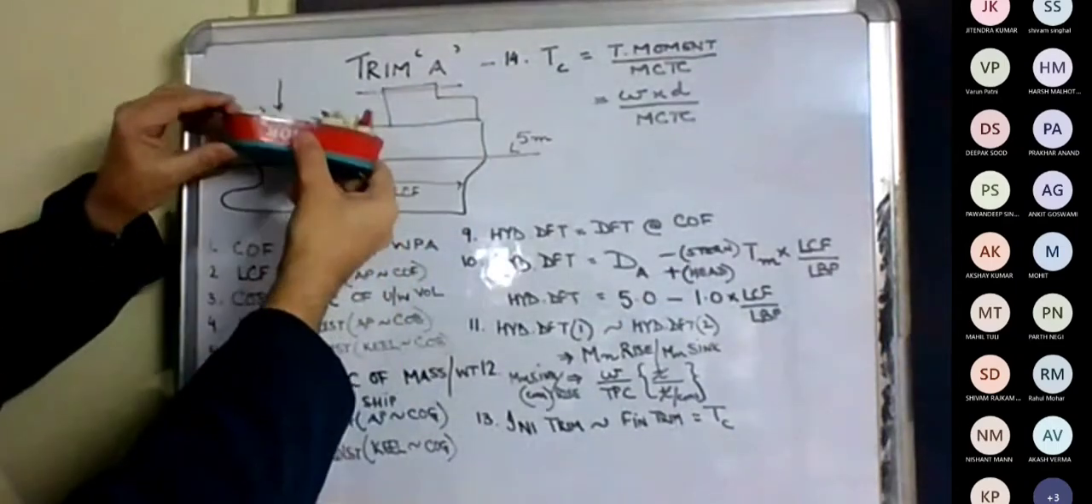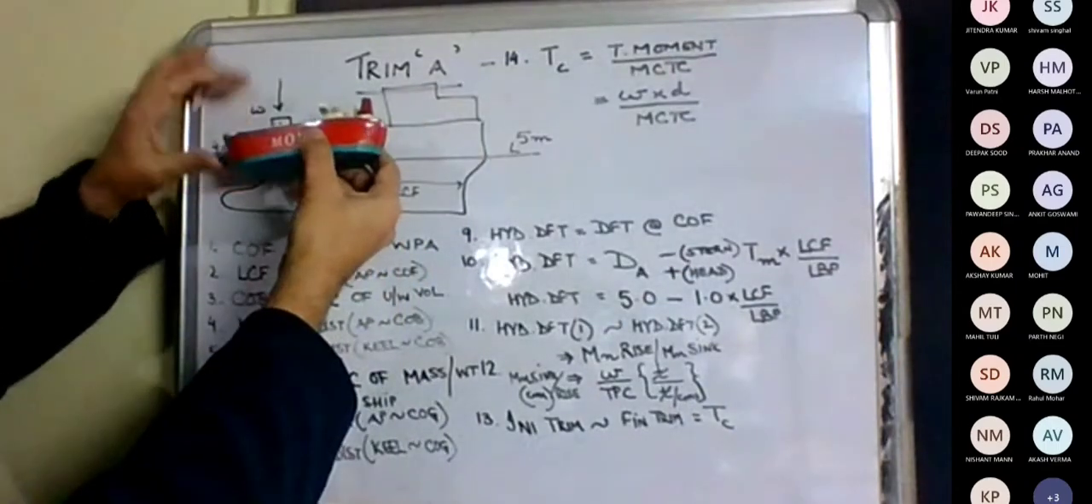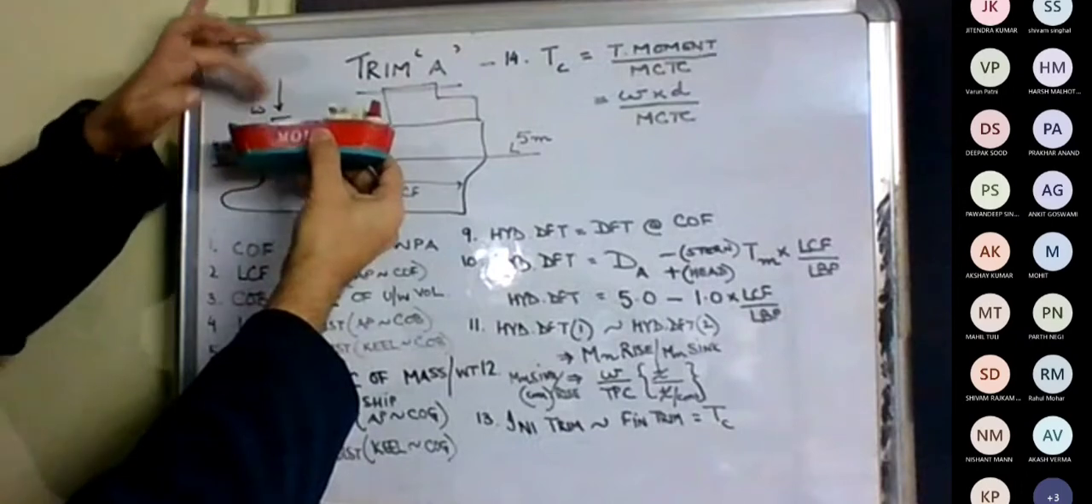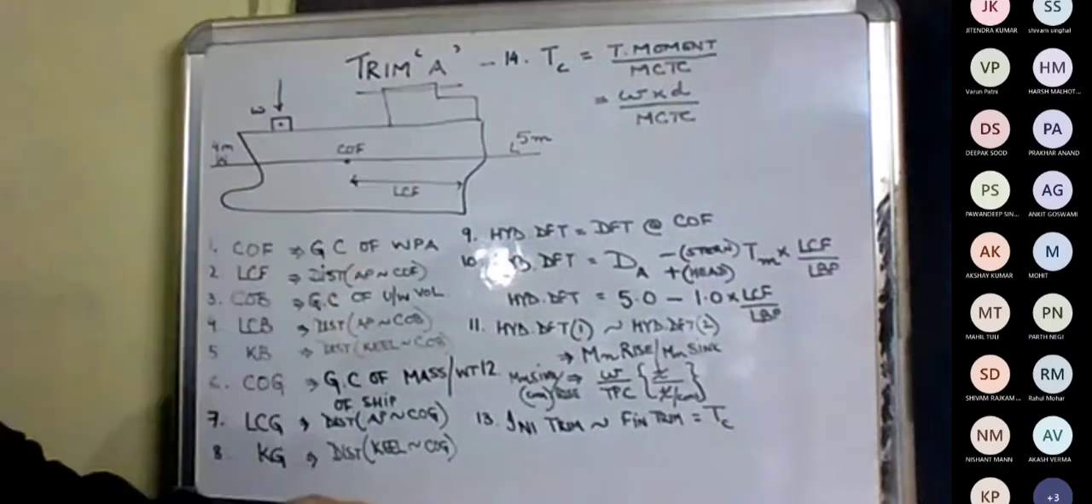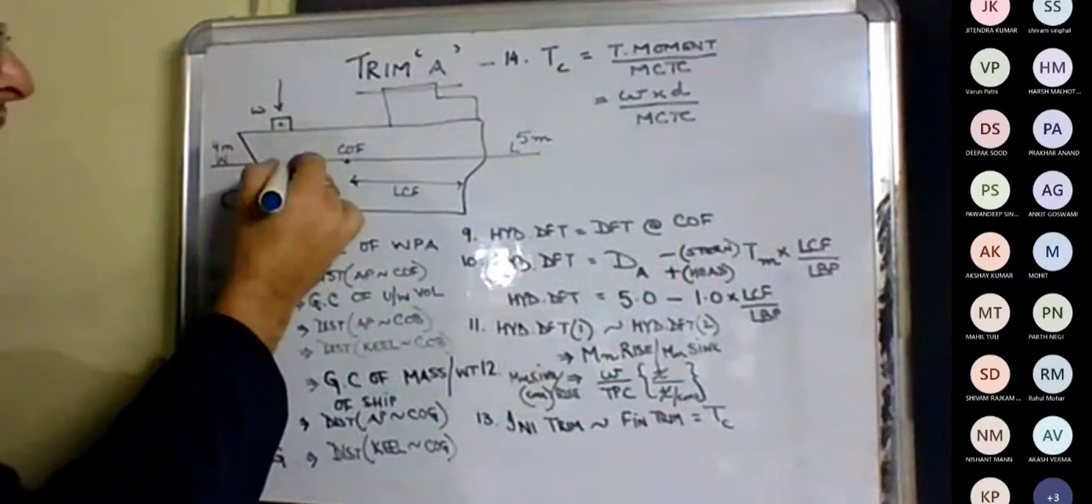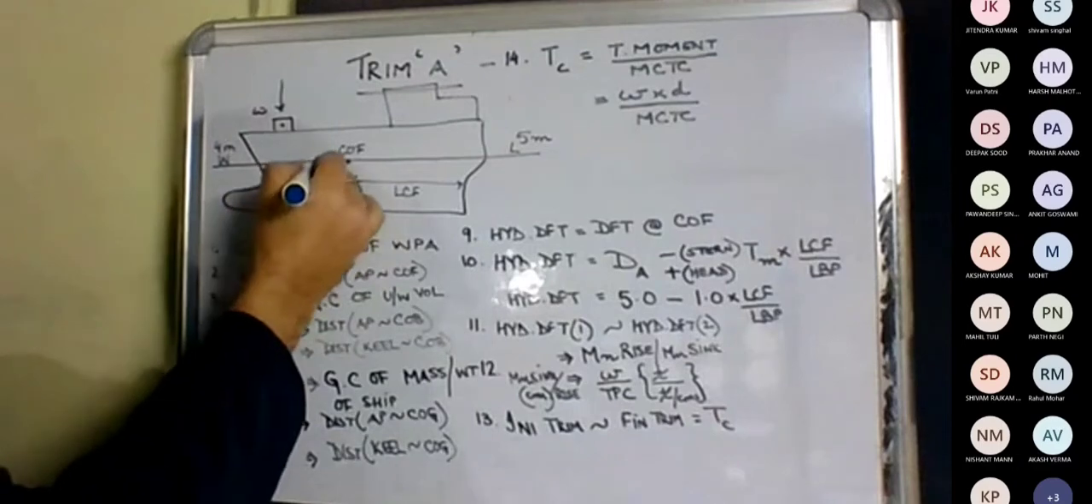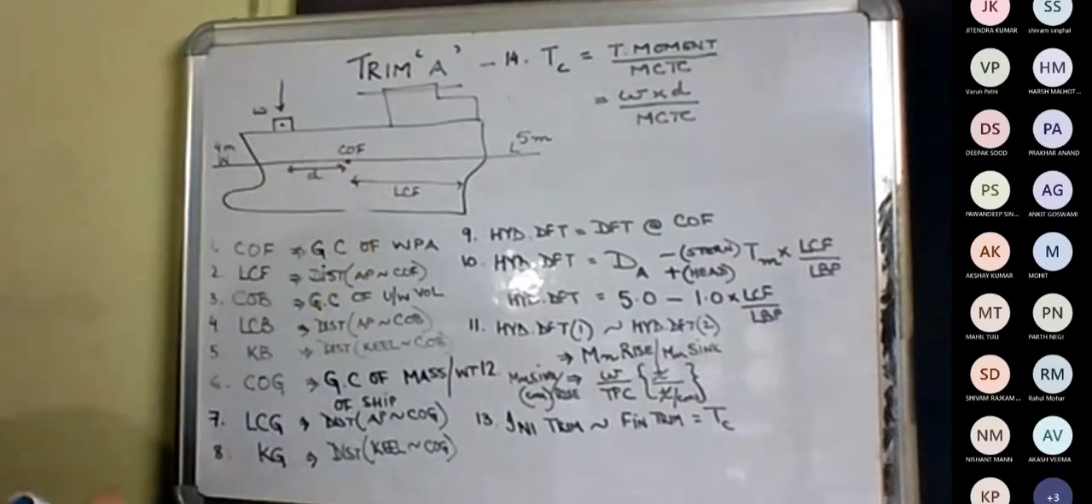So now this W, which is acting down, the lever through which this is going to act will be this much. This is your D. Excuse me, sir. Can you please repeat, sir? Your voice was breaking, sir.